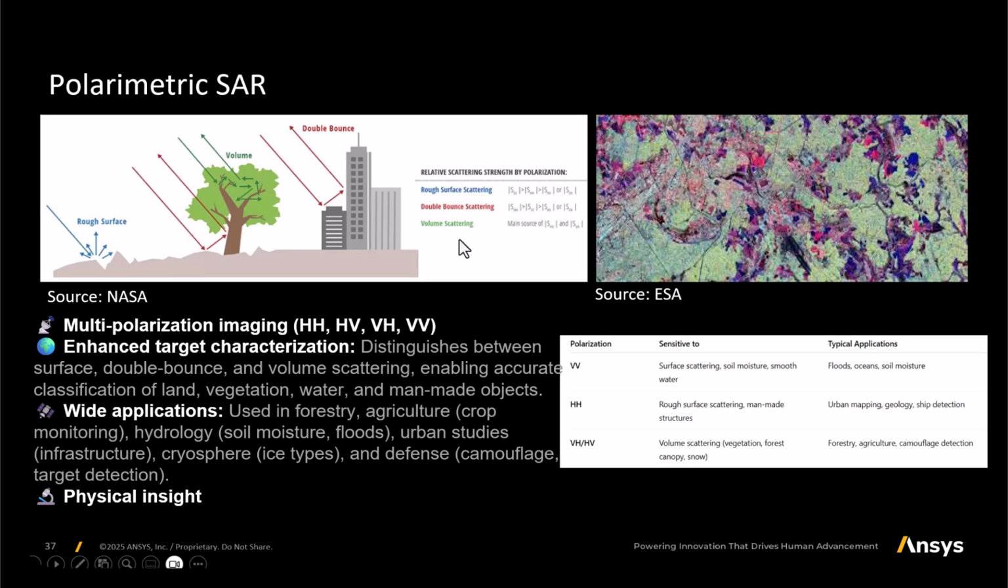You will get different types of reflections from terrain. For example, buildings and other structures will have very good reflections from horizontal polarization as well as vertical. Vertical is also pretty good for surface scattering, smooth water scattering, and other things.